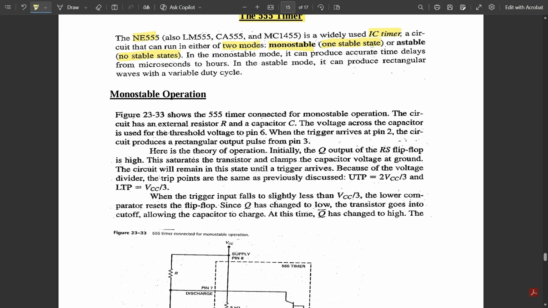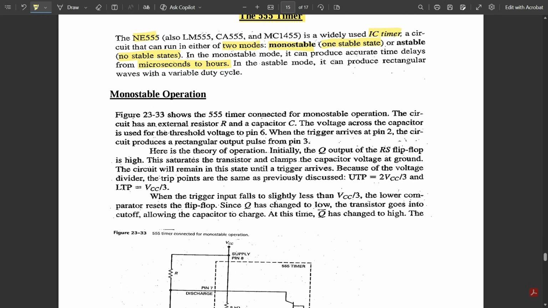So if you compare these two modes, in the monostable mode, it can produce accurate time delays from microseconds to hours. So accuracy is achieved in the monostable mode because we are using a single stable state which would be handling all the frequencies simultaneously, and the time delay also would be accurate, which would be in the range of microseconds up to hours. So that is the time limit for this monostable mode.